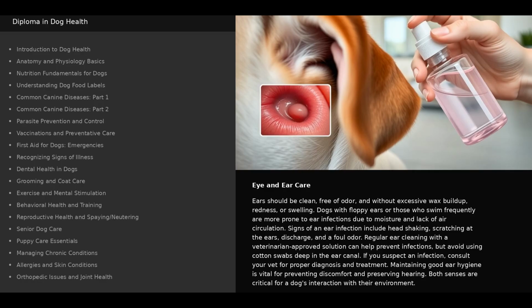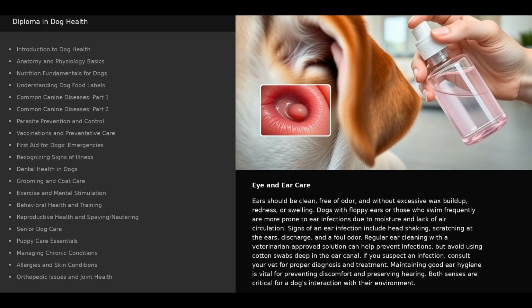Ears should be clean, free of odor, and without excessive wax buildup, redness, or swelling. Dogs with floppy ears or those who swim frequently are more prone to ear infections due to moisture and lack of air circulation. Signs of an ear infection include head shaking, scratching at the ears, discharge, and a foul odor.